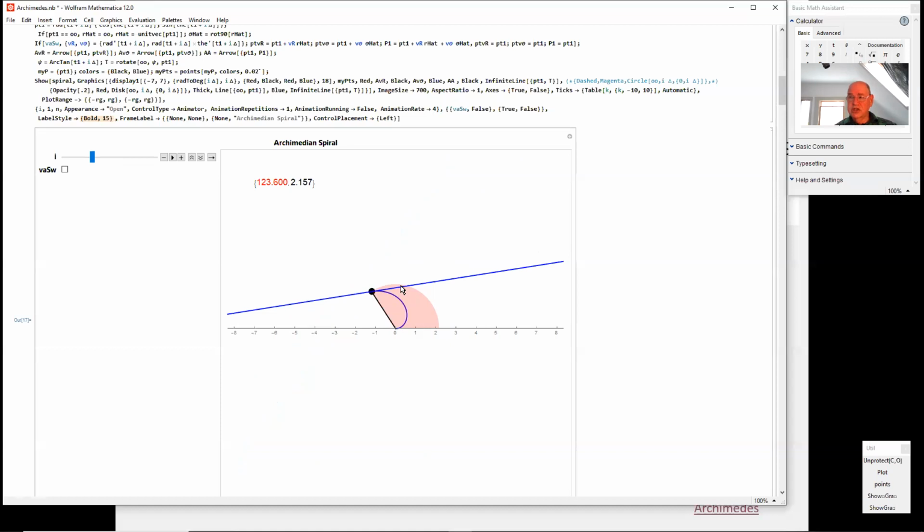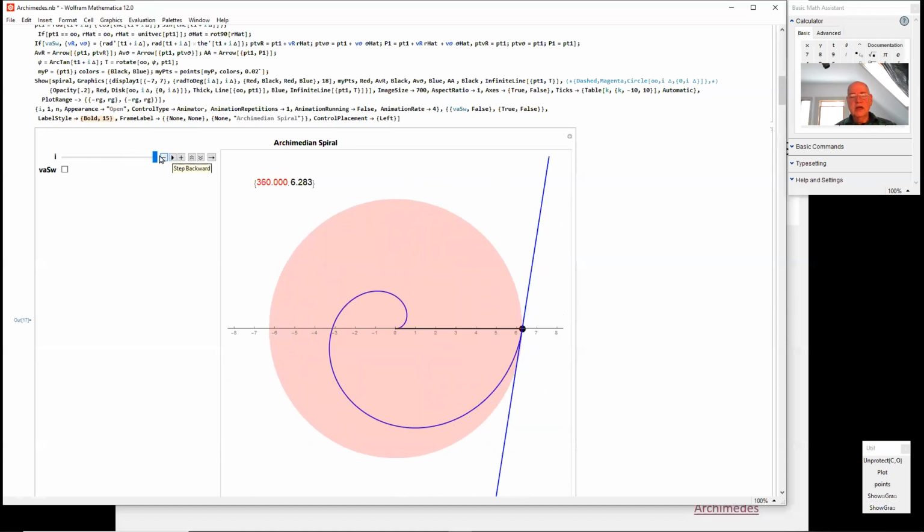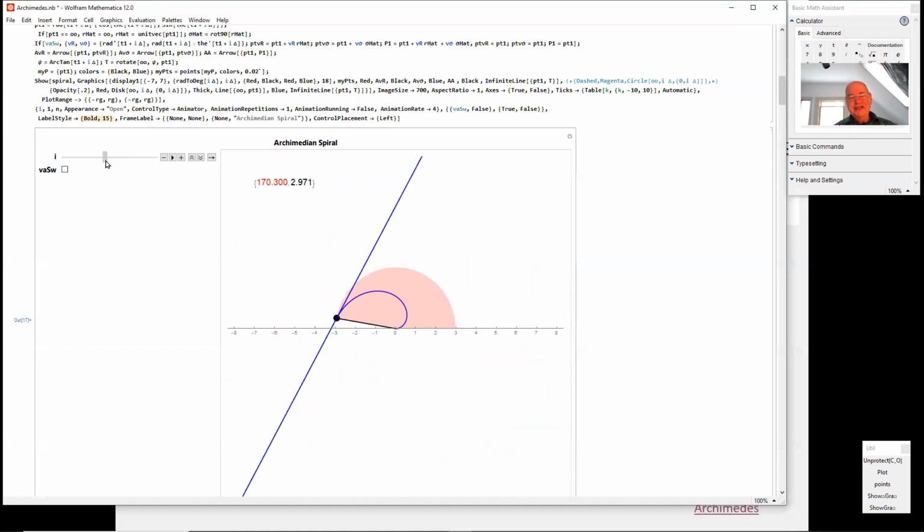Remember, what would the tangent line to the circle be? It would simply be a line perpendicular to the radius. It will be a line like this. So what we're trying to track here is the tangent line to the spiral. And that's what it looks like. Okay. How does Archimedes see this? This is the first time in history anyone does this.